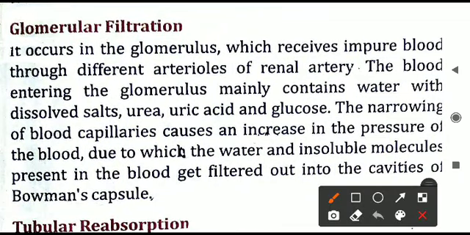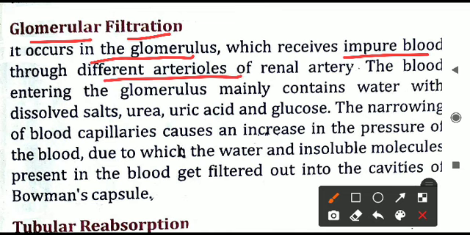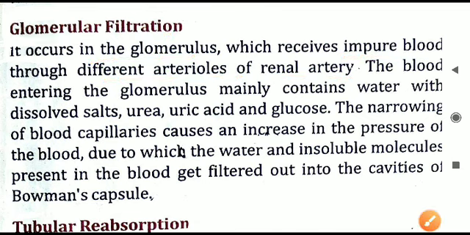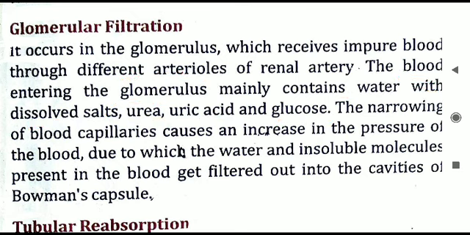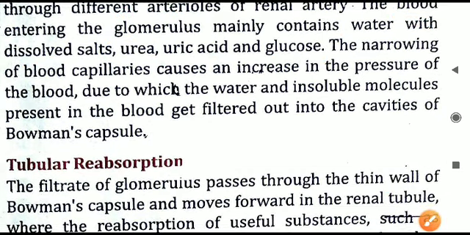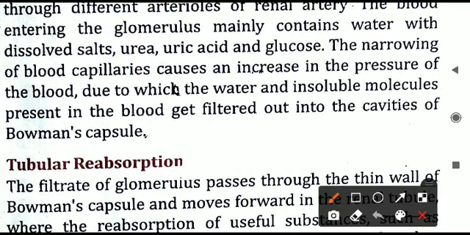The first one is glomerular filtration. It occurs in the glomerulus in the kidneys, which receives the impure blood through different arteries or arterioles of the renal artery. As the blood enters the glomerulus, it contains mainly water and dissolved salts, urea, uric acid, glucose. All these substances are present in that impure blood. Now the kidney has to separate these from the blood and purify it. So how will it be done?